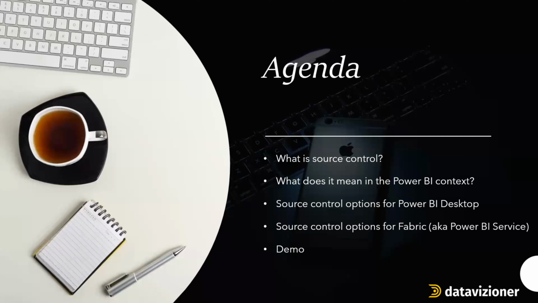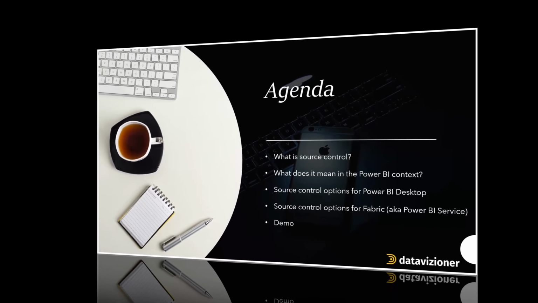And source control options for Fabric, also known as the Power BI service. The naming of Power BI service as Fabric is still in a bit of a gray area, so it is Fabric, or it's going to be Fabric. Wherever I talk about Fabric, I'm referring to the Power BI service, and source control is not available in all items in Fabric yet. And then we go to multiple demos. I planned multiple demos in this session.